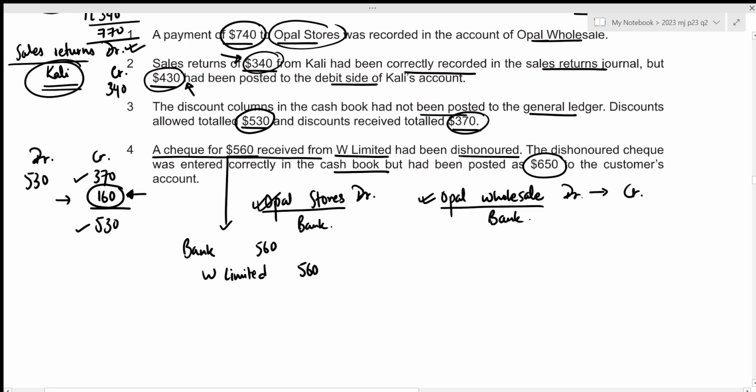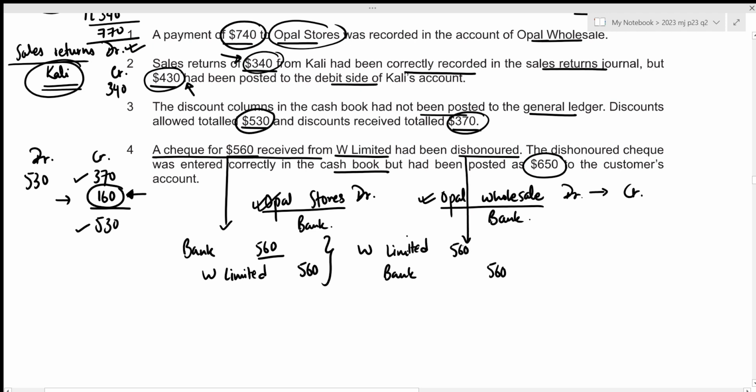Now we're told that the check had been dishonored. So the journal for this dishonored check would just be to reverse this transaction, right? Because we actually did not receive 560 in our bank account. So in order to rectify this, we just put bank on our credit side so that it cancels out with the one on the debit side. Then we put W Limited on the debit side.